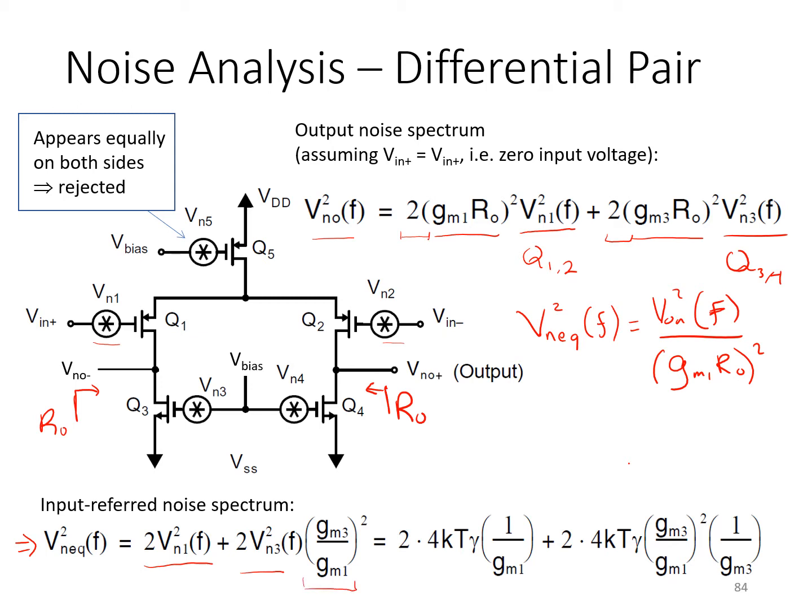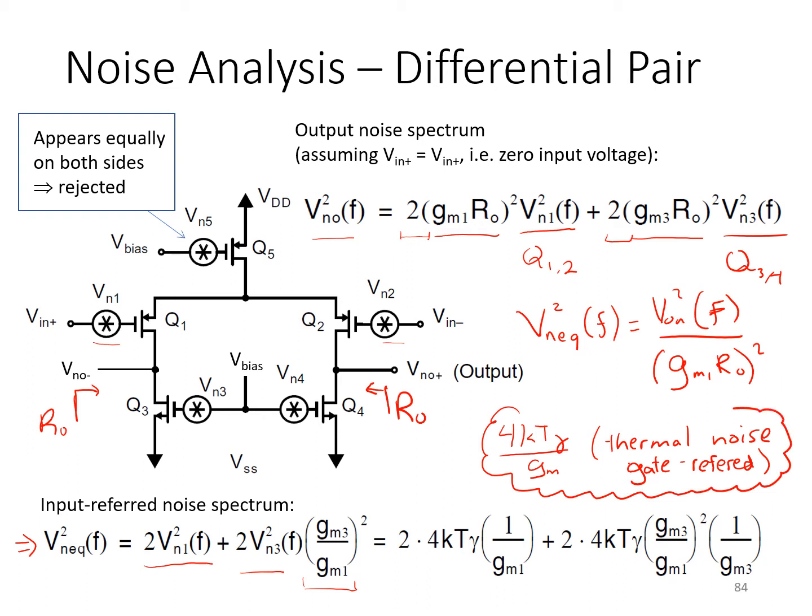We can go ahead and substitute in the thermal noise of transistors Q1 and Q2. Recall that the thermal noise of a transistor is 4 kT gamma, and gate referred, it's divided by GM. So just a reminder there. And substituting that in, you get the final expression shown here. And again, we're neglecting flicker noise for now.